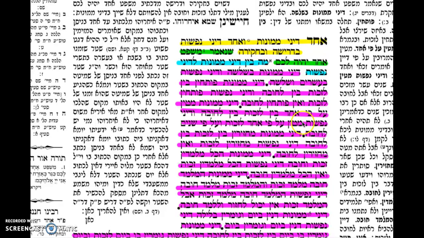In monetary cases, we decide by a majority of one. We lean by a majority of one in either direction, either for innocent or for guilty. In capital cases, we decide by a majority of one to find the accused innocent, but in order to find the accused guilty, chova al pi shnayim, we needed a majority of 2. We need 2 more judges saying guilty than innocent, as opposed to just a regular majority.